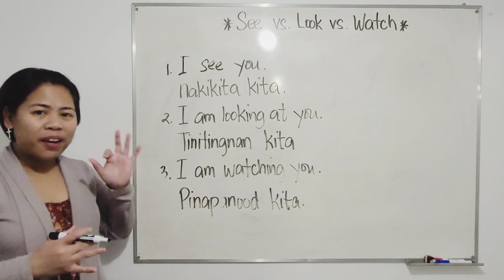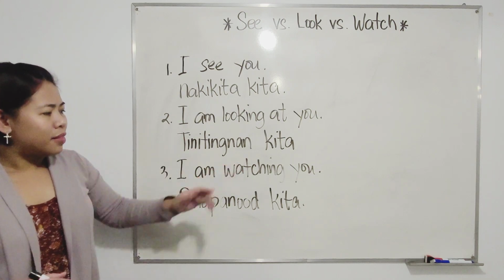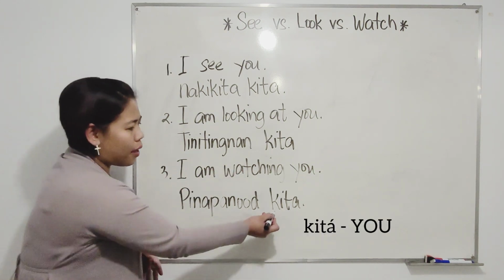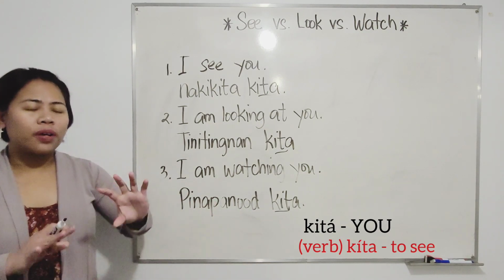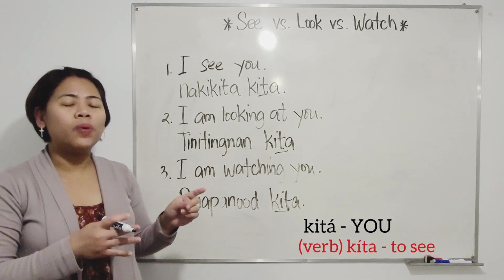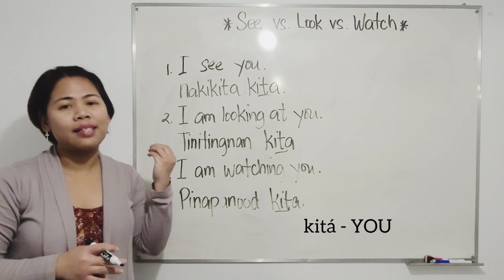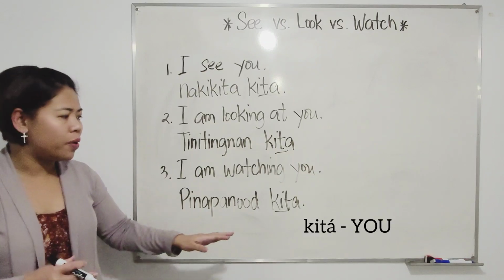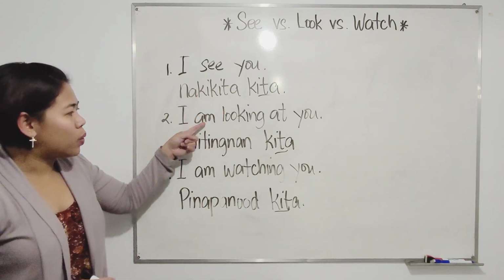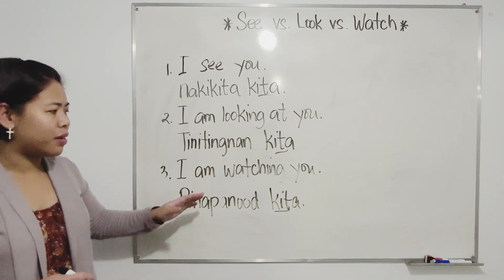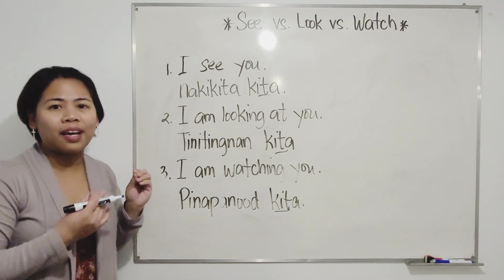Alright, now I prepared 3 sentences for you again using these verbs. But this time we are going to use kita. Kita is another version of the word you, singular, in English. So last time we discussed ikaw and ka. Today we are going to use kita. So I don't have to explain what these sentences mean because we are using the same verb. We are just changing the subject and the object.